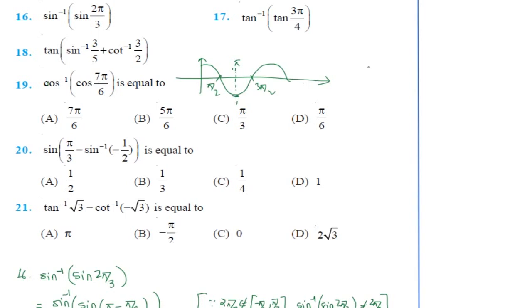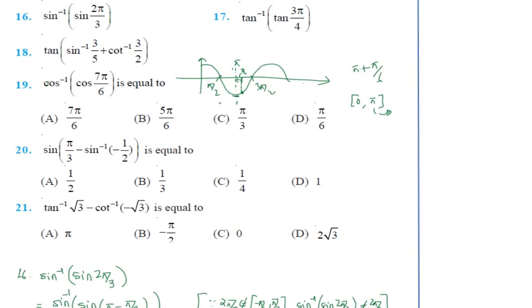Alright, now 7 pi by 6, we can easily see that 7 pi by 6 is pi plus pi by 6. Let us assume pi by 6 to be this much. So pi plus pi by 6 is going to be this value. Now cos inverse of anything is always defined from 0 to pi. So pi plus anything would not be a good option to give. So cos inverse of cos 7 pi by 6 will not be 7 pi by 6 at all, because it exceeds the principal range.